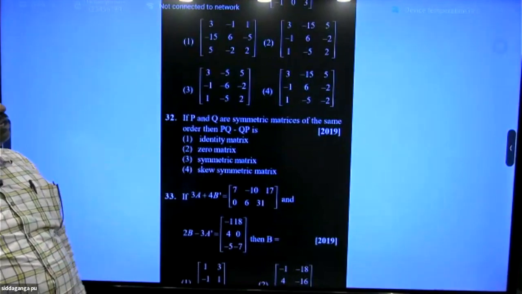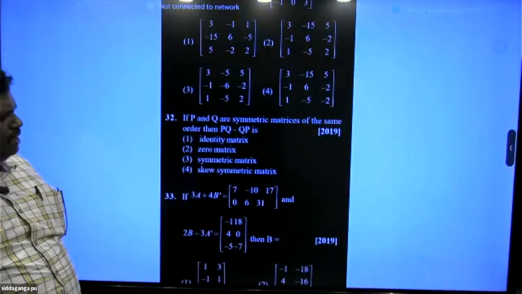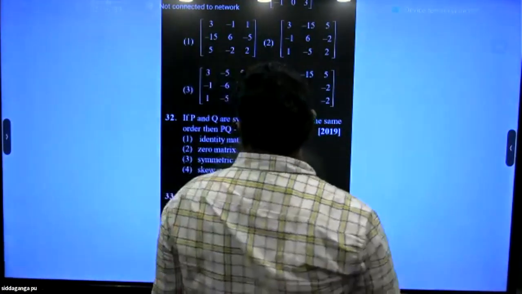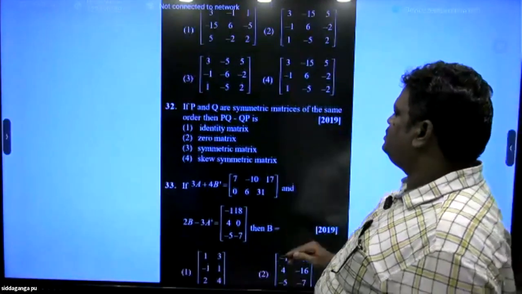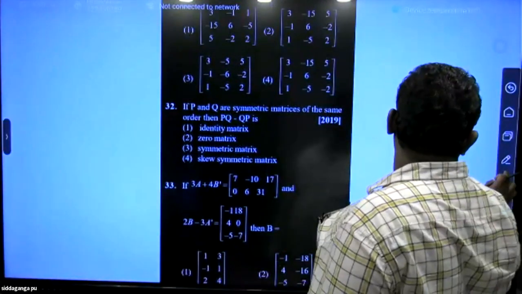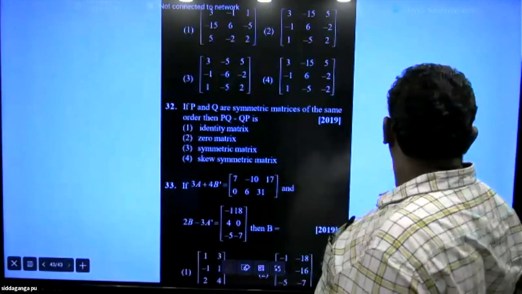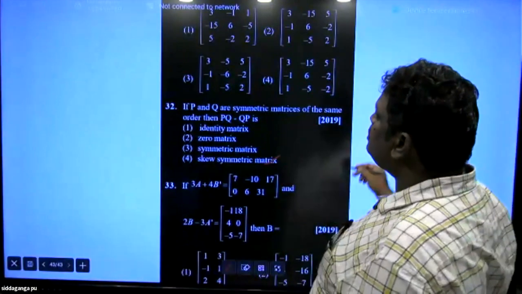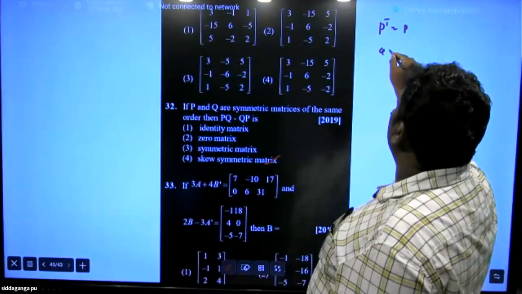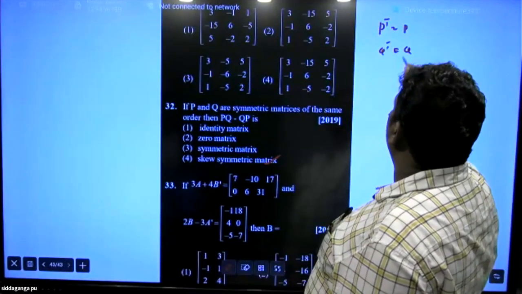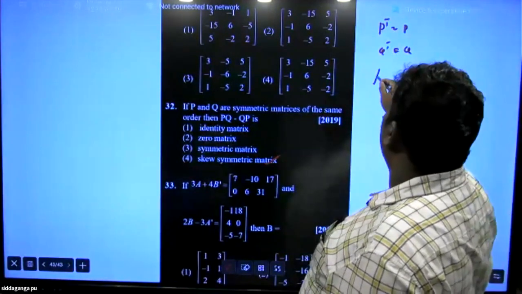Here, Sima, if P and Q are symmetric matrices of the same order, then what is the PQ minus QP value? PQ minus QP. Already solved this question also. Skew symmetric matrix is the answer. Why skew symmetric? So P transpose is equal to P, Q transpose is equal to Q. Okay. So now we can find this value.